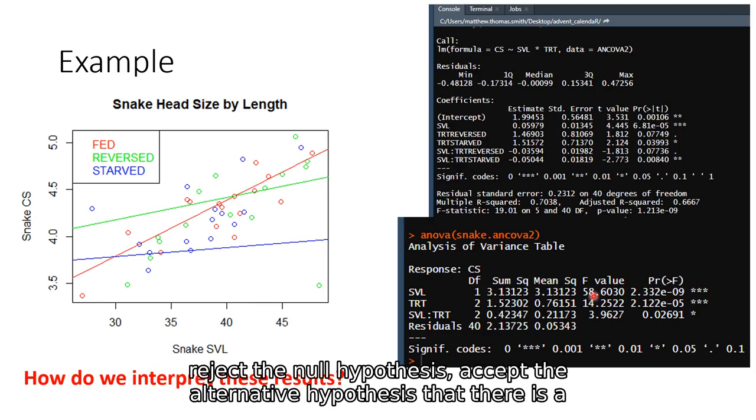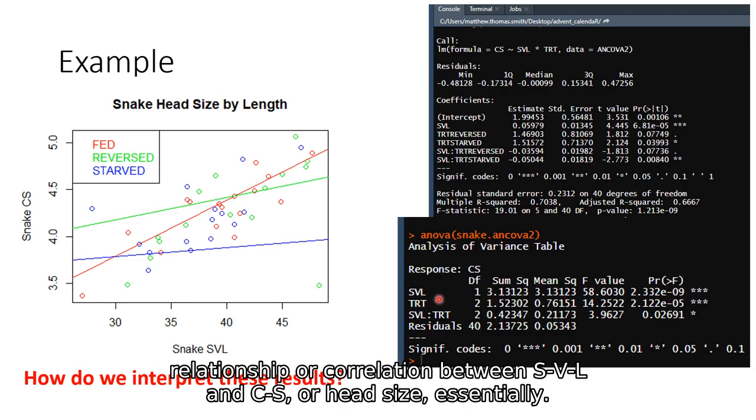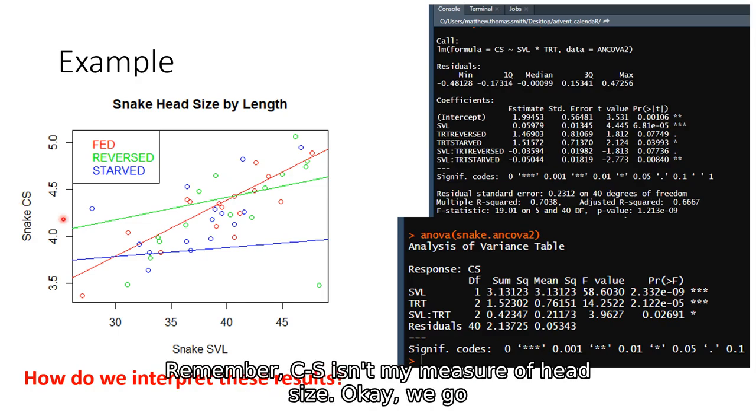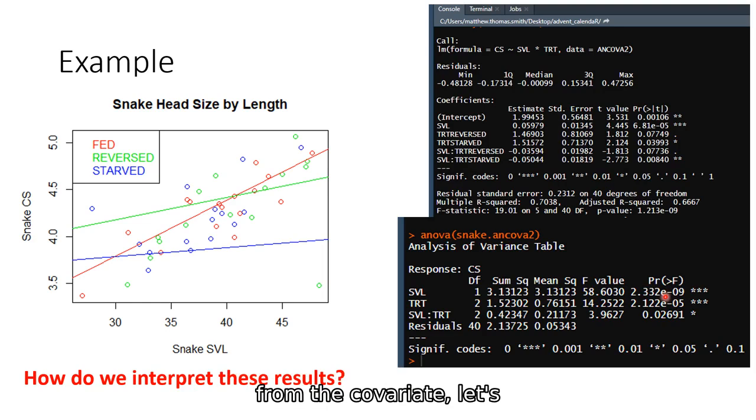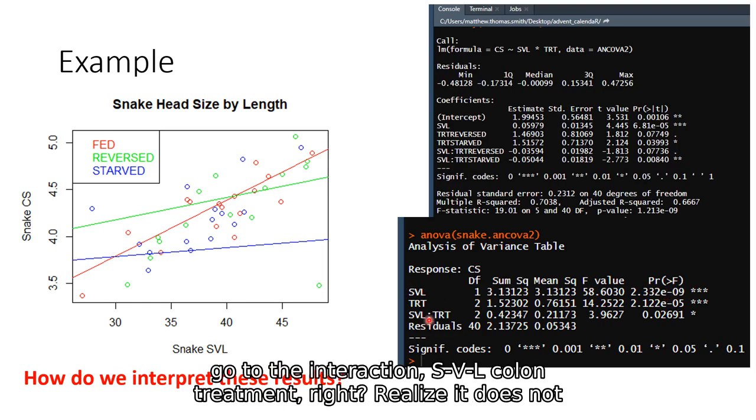Again, reject the null hypothesis, accept the alternative hypothesis that there is a relationship or correlation between SVL and CS, or head size, essentially. Remember, CS is my measure of head size. Okay. We go from the covariate, let's go to the interaction, SVL colon treatment, right?